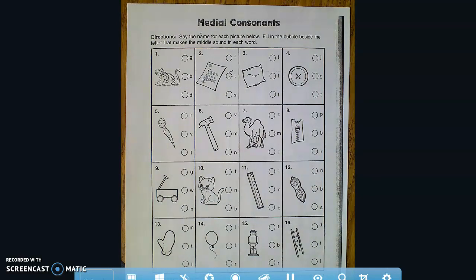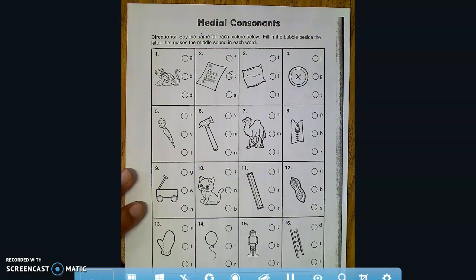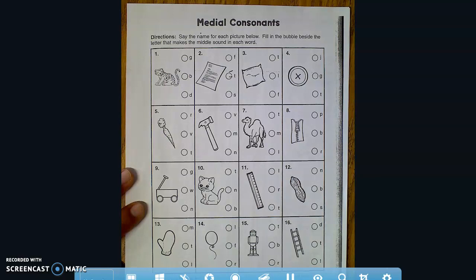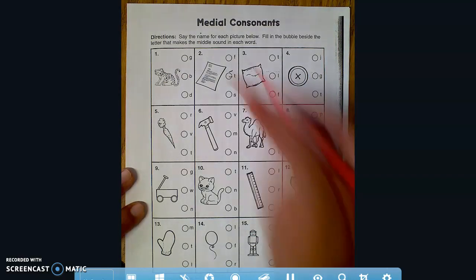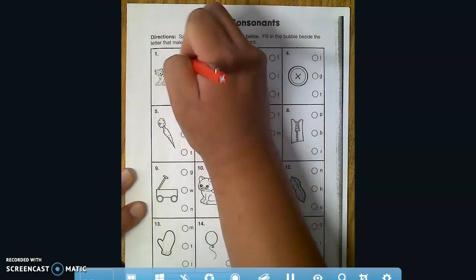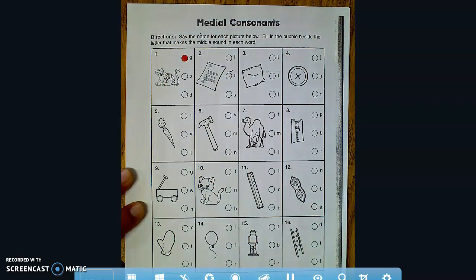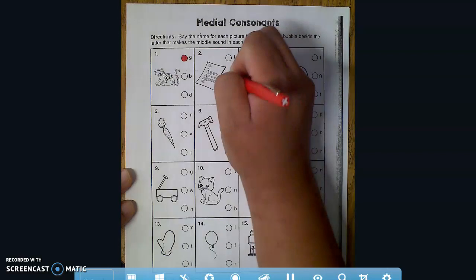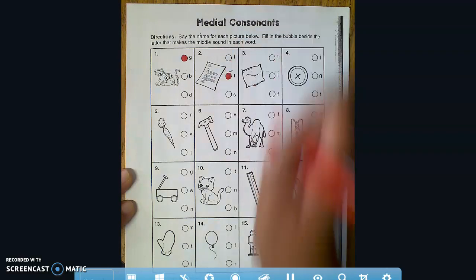And you can also use the first page to help you because it looks like some of the pictures are the same. It says, say the name for each picture. Fill in the bubble beside the letter that makes the middle sound in each word. We have tiger, tiger. So the middle consonant sound is G. Number 2, letter. T is the middle sound of letter.